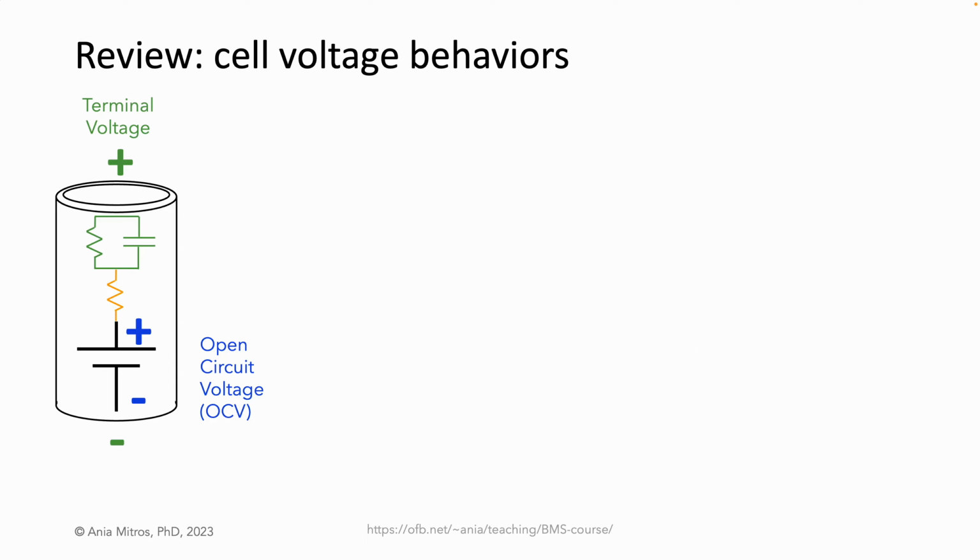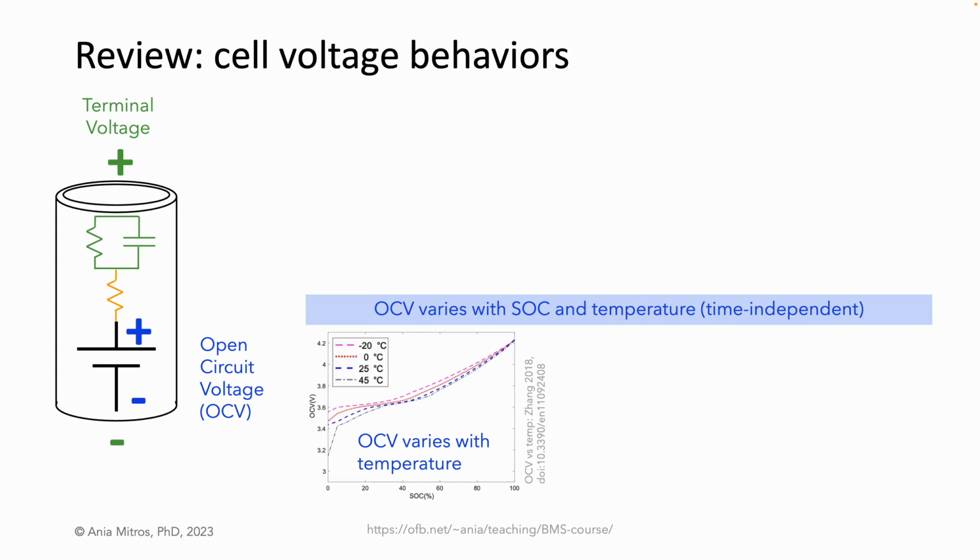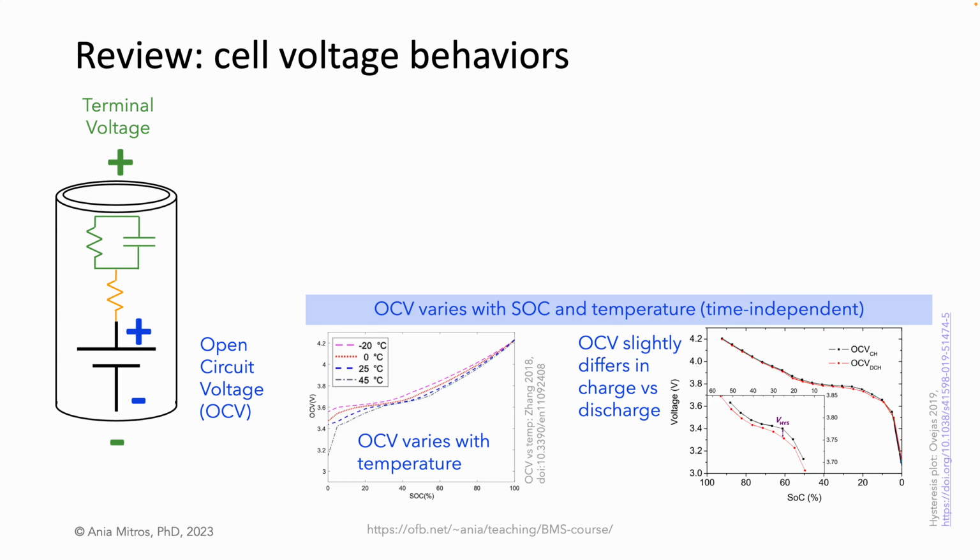Let's review a few key points from the lecture on cell behaviors. The open circuit voltage is a function of state of charge, which is key to using voltage to estimate SOC. This relationship changes with temperature. It is also slightly different in charge than in discharge.